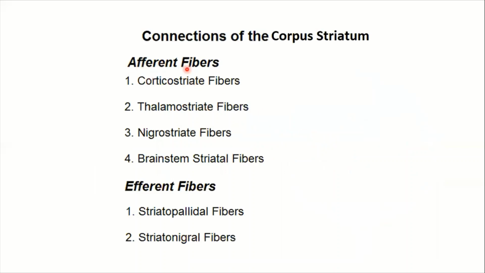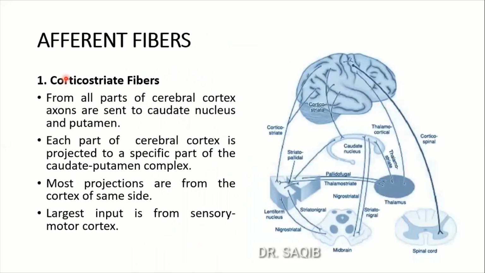So then I will emphasize the connections of the corpus striatum first. The afferent fibers to the corpus striatum are corticostriate fibers, thalamostriate fibers, nigrostriate fibers, and brainstem striatal fibers, and the efferent fibers of the corpus striatum are striatopallidal fibers and striatonigral fibers. So afferent fibers, the corticostriate fibers, right?